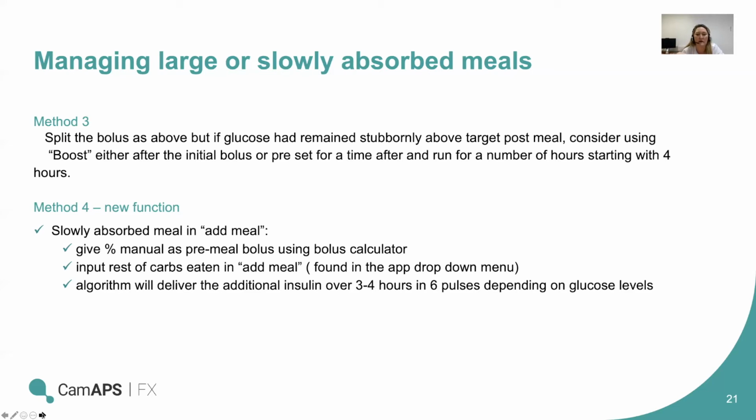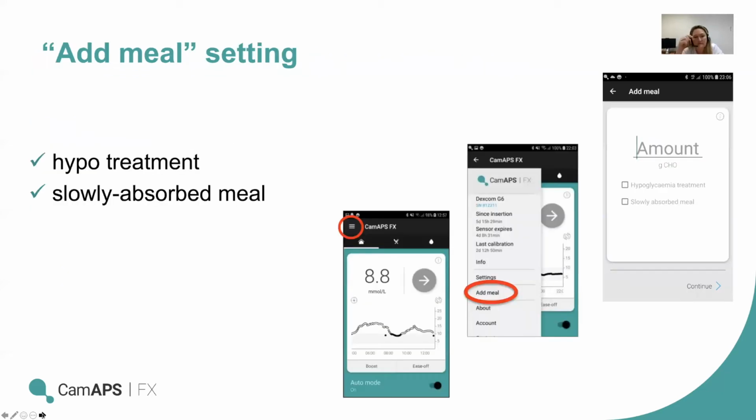So if you go to the next slide, Candice, please, you can see the three little lines, drop down menu, go to add meal, and then it comes up with the amount of carbohydrate. And say it was a 100 gram carb meal and you'd had 70 grams up front in the knife and fork icon of the bolus calculator, you put the other 30 grams in here and you tick the slowly absorbed meal box.